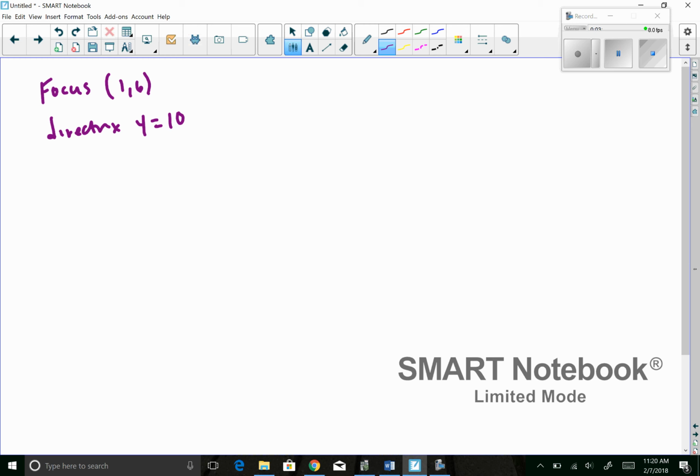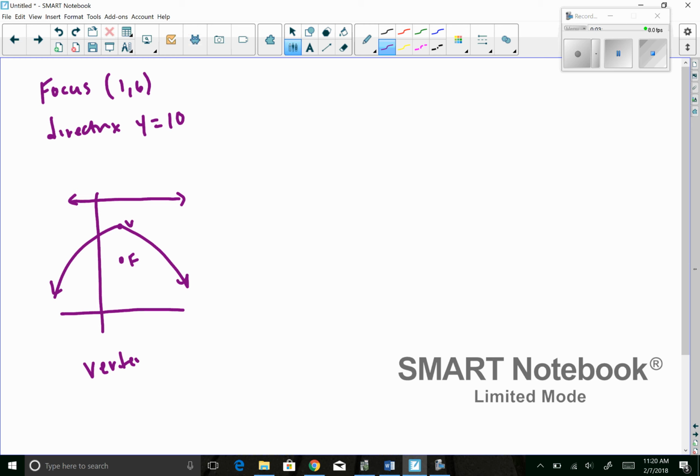Well, what does that tell me? If I draw a quick sketch, (1,6) would be here, 10 would be up here. So the vertex is somewhere in between those two, meaning that this is going to open down. Now, I even know what the vertex is. You should too. The vertex is going to be directly in between the point (1,6) and the line 10. So it would be at the point (1,8). That's definitely going to help me once I figure out my answer, because then I can check to see if my answer was right.